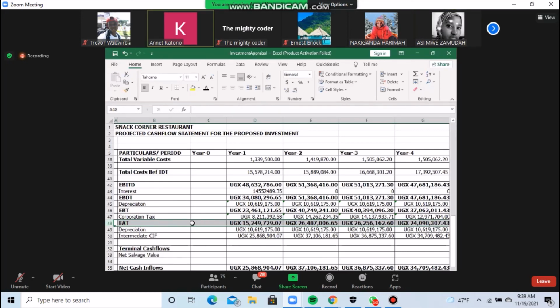ARR, I'm saying yes, that you get the average of your earnings after tax, divide by the average net book value of that asset. So if they are talking about net book value, then that means that you have a depreciation schedule and you get your NBVs from there. And we looked at that last time.